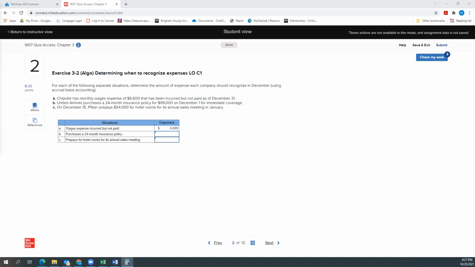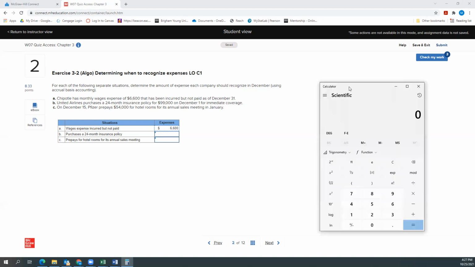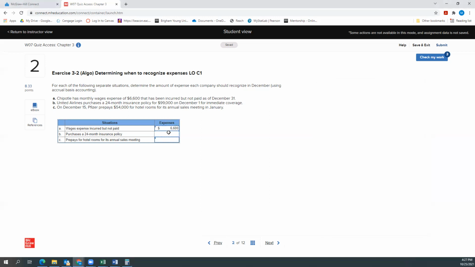So I'm going to open up my calculator here. I'm going to say $99,000 divided by 24 months is $4,125 per month. So at the end of each month for the next 24 months, we will recognize an insurance expense of $4,125.